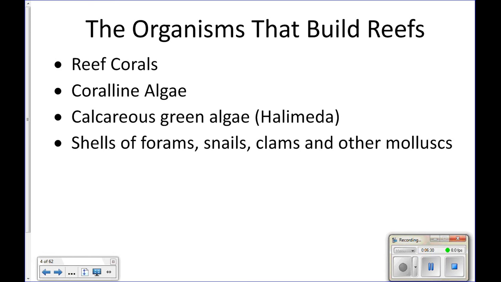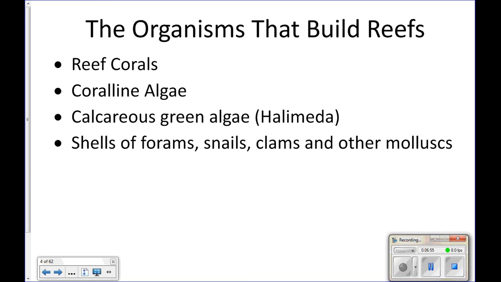Okay, so things that build a reef. Coral obviously builds a reef, but it has help. It's not just the coral that's responsible for the entire thing, but it is the main reef builder. You also have coralline algae and calcareous green algae. Do you remember what those were from first semester? We briefly talked about them. If you don't, that's all right.